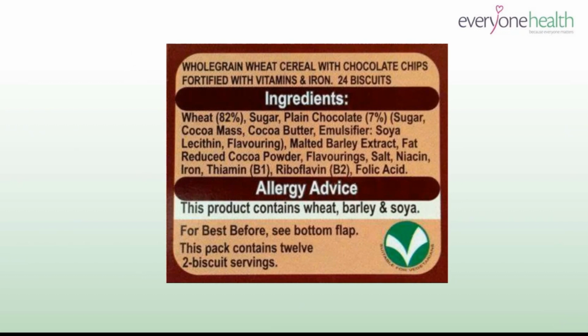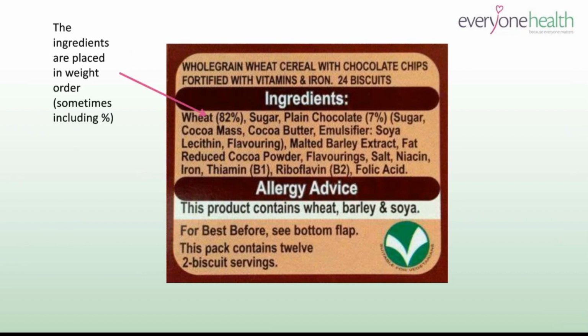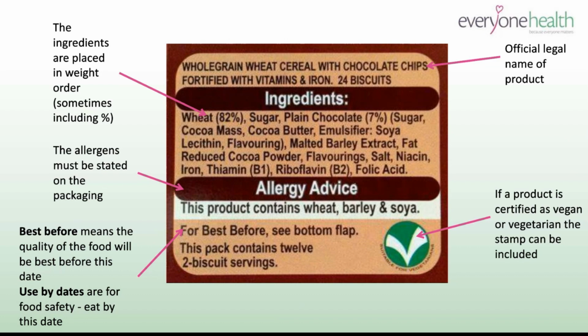Now, when we turn to the back, you will see the ingredients here. So I think there's some examples. Cool. So the ingredients are placed in weight order, sometimes including percentage. Okay, so the highest ingredient will be at the front and the lowest at the back. Any allergies must be stated on the packaging. Best before is important here. So use by means food safety, eat before this date. Whereas best before means the quality of food will be best before the date, you can have it after that date, but it might not be as good.